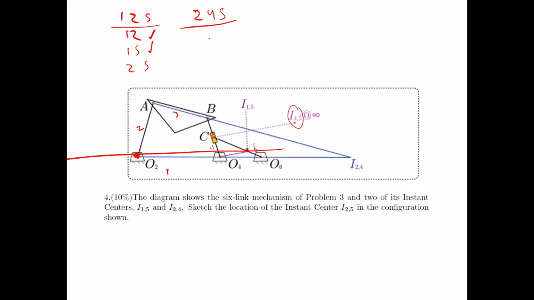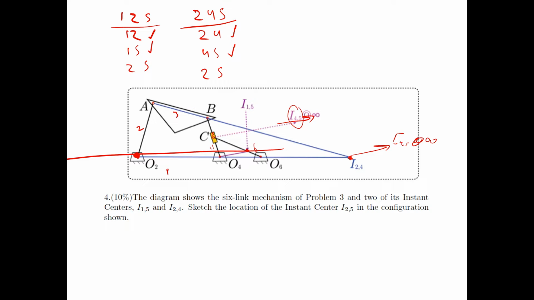So 2,4 is given, right? 2,4 is here, so we've got that. 4,5 is given, we've got that, so that'll let us narrow down the location of 2,5. So 2,4 is here, 4,5 is off in infinity. Again, we know it's off there in infinity, so we can slide that down here and say that I 4,5 is at infinity up in that same direction.